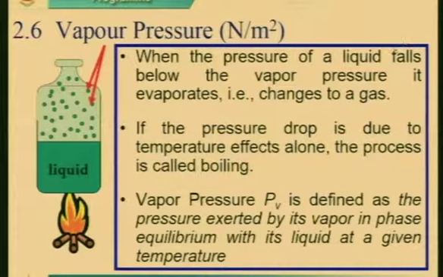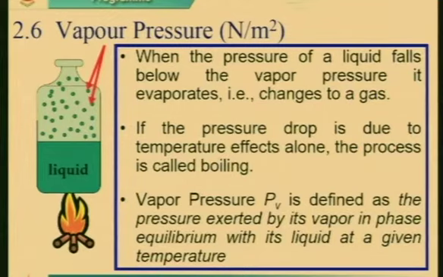We have one more important pressure called vapor pressure. You might have heard this in physics also. When the pressure of a liquid falls below the vapor pressure, it evaporates. It changes from liquid state to gas. I will come back to this bottle again. You can see there is a liquid here, correct, and pressure is there. Suppose I go on reducing the pressure inside this container, slowly it will go to a very low value and very near to the vapor pressure at that temperature.